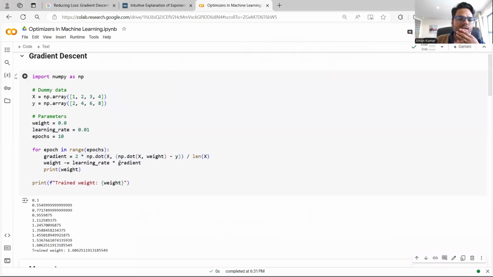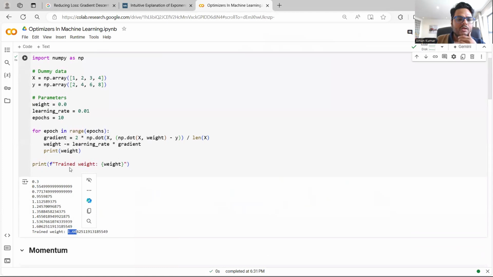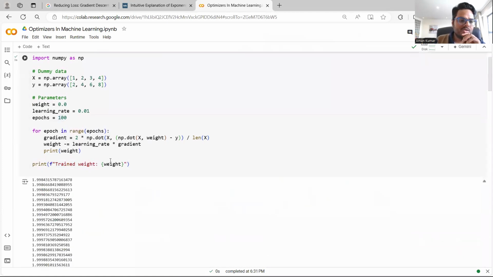So as you can see here, in the 10 epochs, it started from 0.3, then it went to 0.55, then it went to 0.7, then 0.9, then 1.11. Finally, it is going to 1.60, okay? Now, let us increase it to 100 epochs and see if it changes.